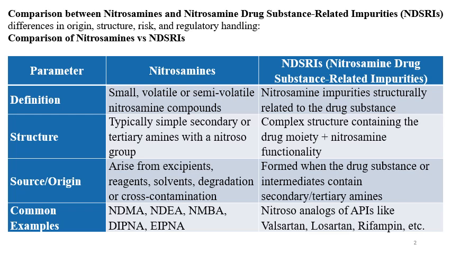The examples of nitrosamines are NDMA, NDEA, NMBA, DIPNA, EIPNA. Many more examples you can find. For NDSRIs, the nitroso group is attached to the APIs, so these are nitroso analogs of APIs like valsartan, losartan, rifampin, and many others. Many APIs with a secondary or tertiary amine group can form NDSRI impurities.